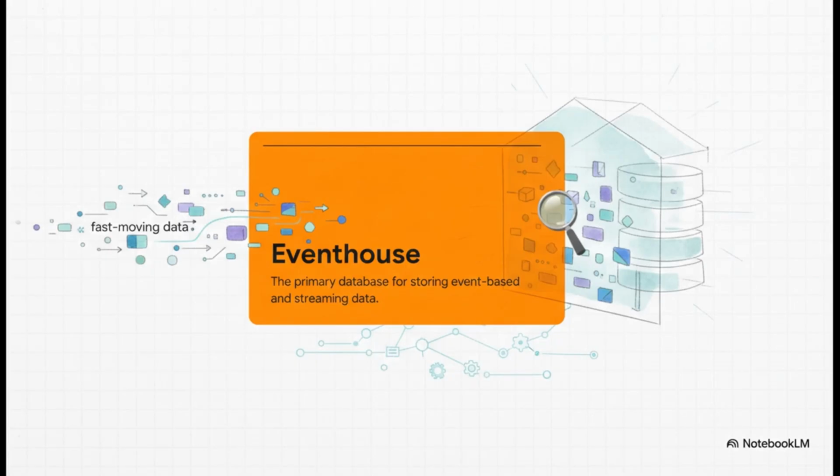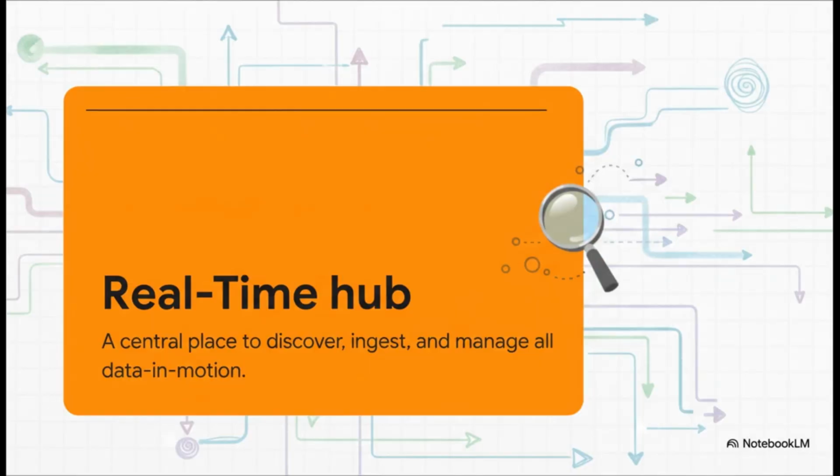So where does all of that fast-moving sensor data actually go? Well, it gets stored in a special kind of database called an Eventhouse. You can basically think of it as a high-speed storage container that's built specifically for this constant, never-ending stream of event data. And how do you keep track of all these different data streams? That's what the Real-Time Hub is for. It's like your central command center where you can see and manage all the data in motion that's flowing into your organization, whether it's from factory sensors or website clicks.